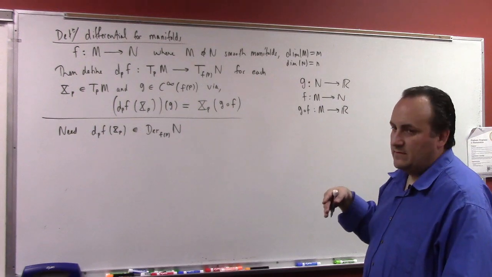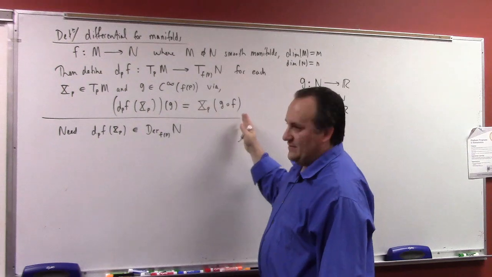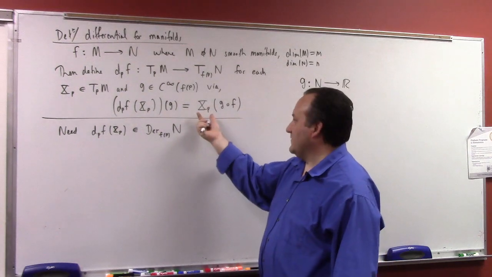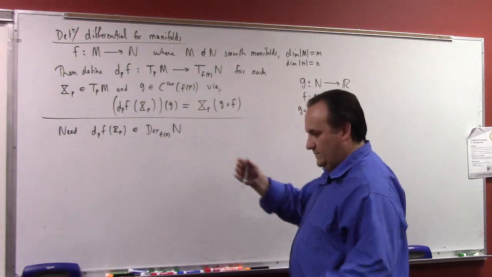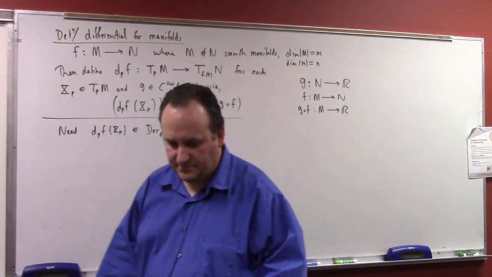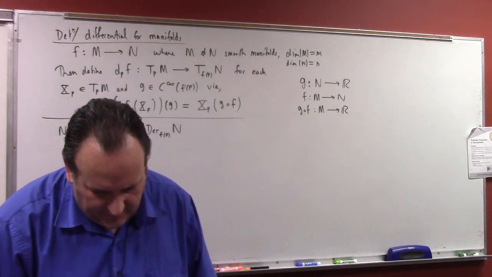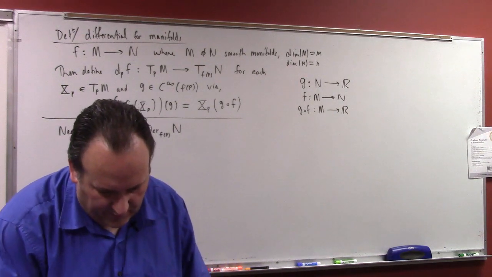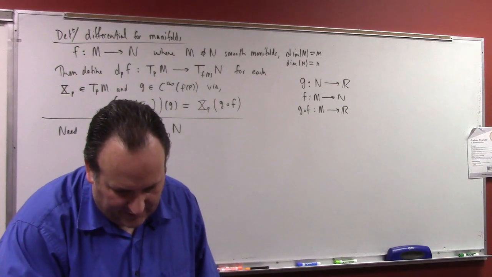Is it linear? Well, it's pretty manifest that it's linear from this formula. And the Leibniz also follows because you have the product rule for X_p, so you just do the product rule and then look at the composition. So yeah, it works. And so I say d_p f is called the push forward. That's probably not quite accurate.